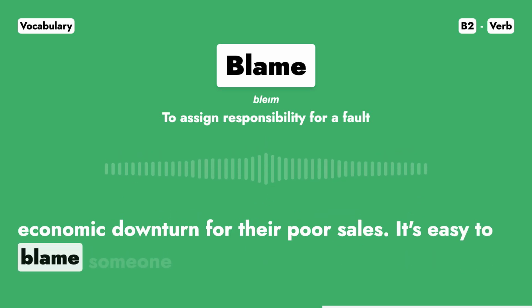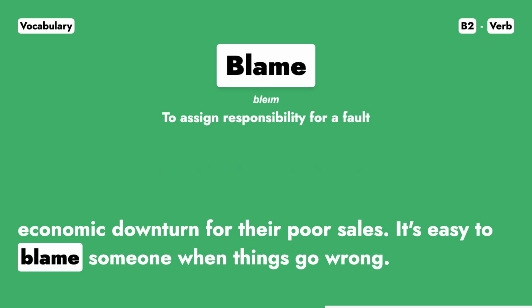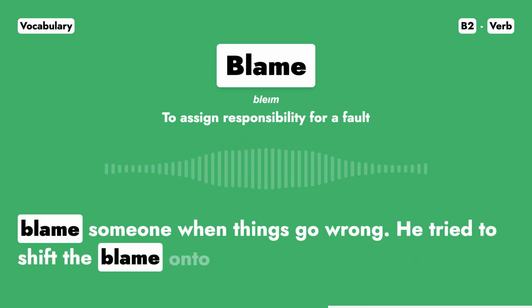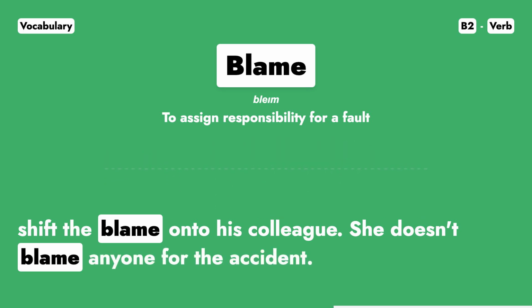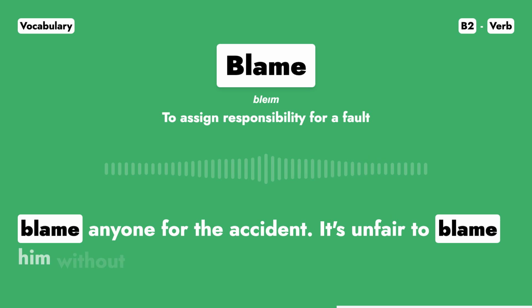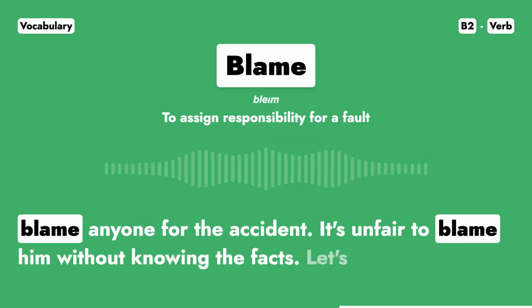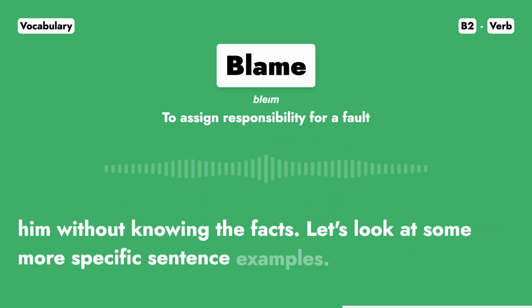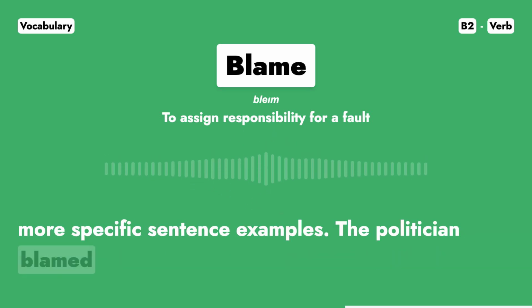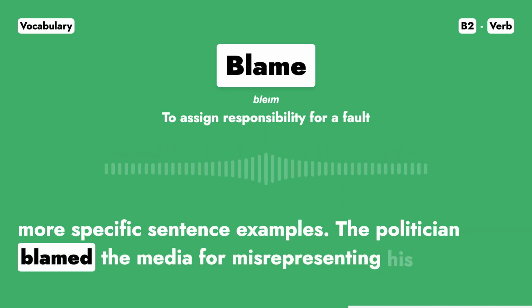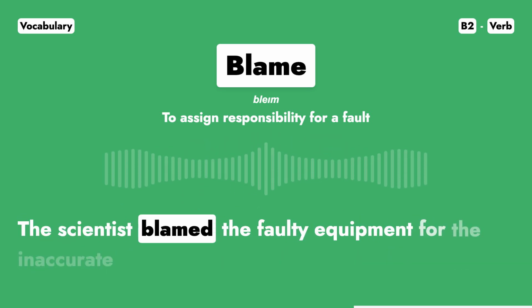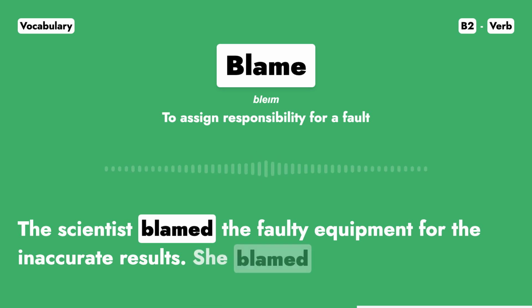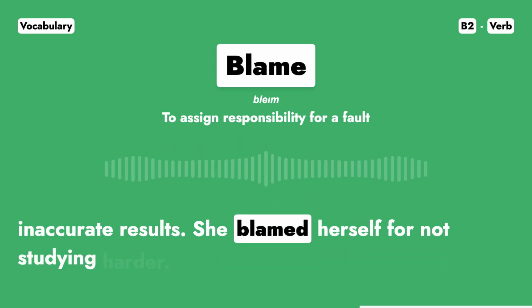It's easy to blame someone when things go wrong. He tried to shift the blame onto his colleague. She doesn't blame anyone for the accident. It's unfair to blame him without knowing the facts. Let's look at some more specific sentence examples. The politician blamed the media for misrepresenting his views. The scientist blamed the faulty equipment for the inaccurate results. She blamed herself for not studying harder.